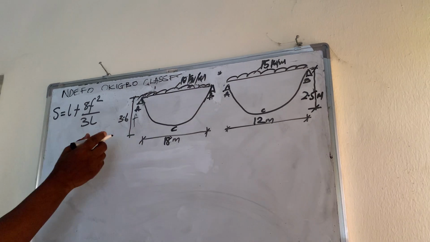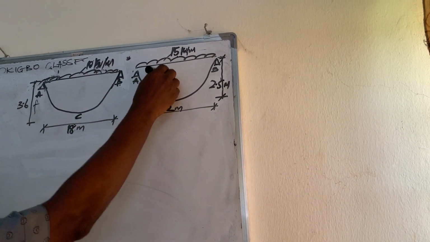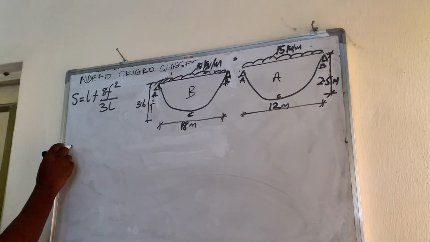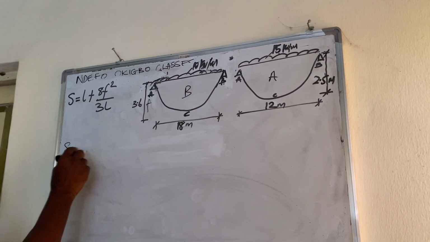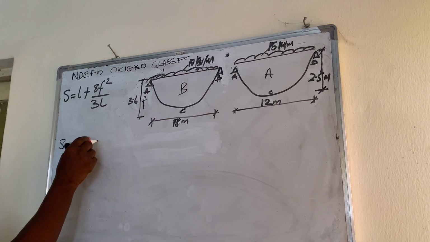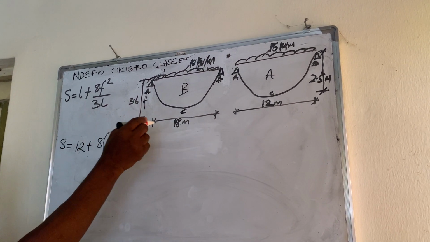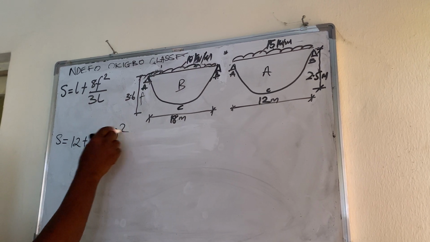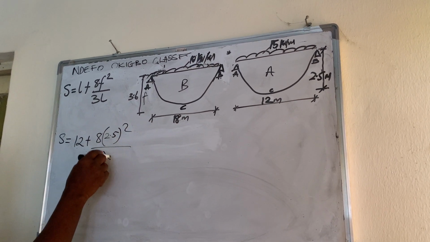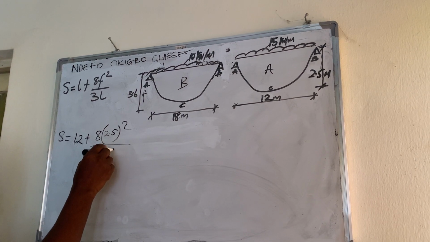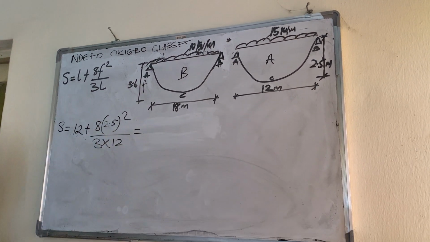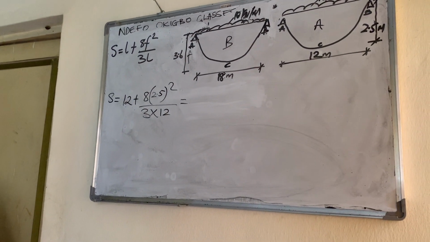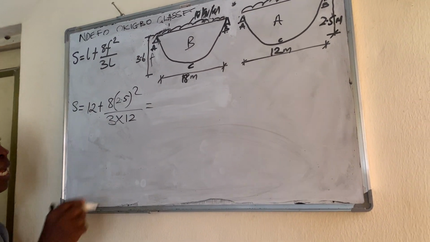The length of the cable here for this first one, cable A, this cable B. For cable A, the length of the cable is S is equal to the span, which is 12, plus 8 times the rise, the rise is 2.5, 2.5 squared over 3 times 12, which in this case I got to be equal to 13.39 meters.